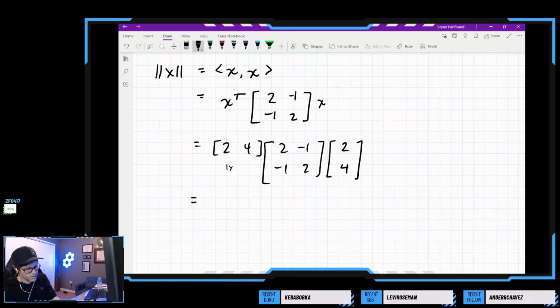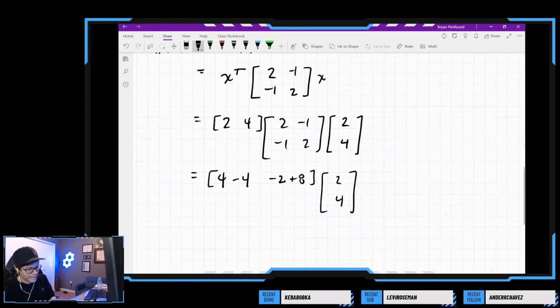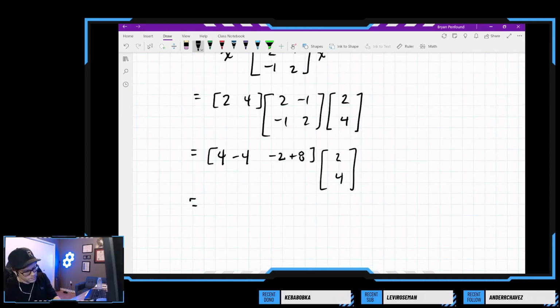This is a 1 by 2, and this is a 2 by 2, so I expect to get a 1 by 2 in return. So 2 times 2 is 4, and then 4 times -1 is -4. And then we go over, so we have 2 times -1, and then 4 times 2, which is 8. So we should get a vector that looks something like this. And then we can simplify that vector. That vector is going to give us [0, 6].